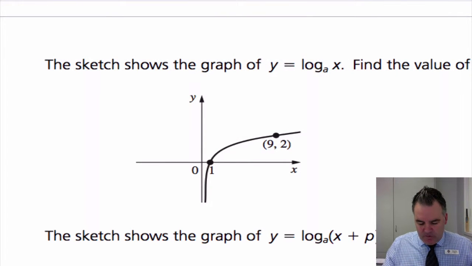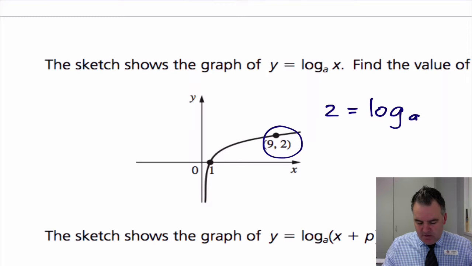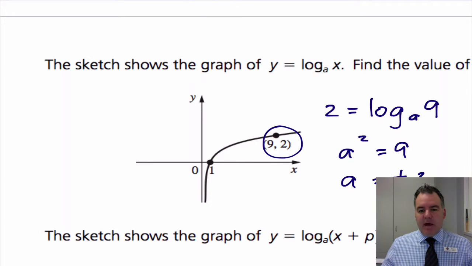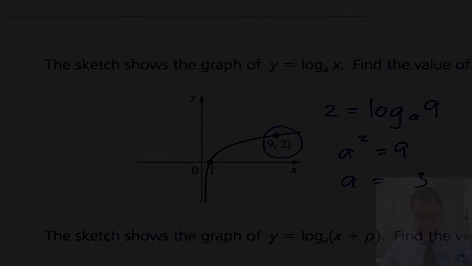So what is the base of this logarithm? We can just put the points in. At this point here, (9, 2), the y value is 2 and the x value is 9. Translating this equation to an index equation gives us a squared equals 9. If we were just solving that equation, we'd say plus or minus 3, but as we know, negative bases in logarithms don't work, so we can just say a is equal to 3. So the base here is 3.